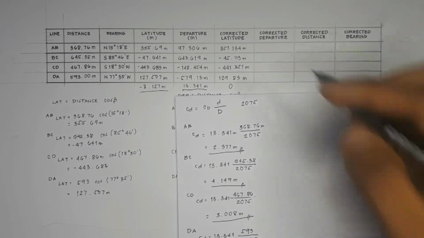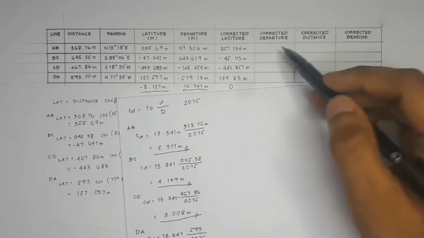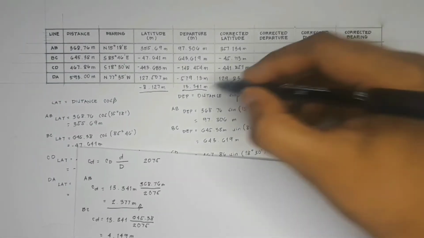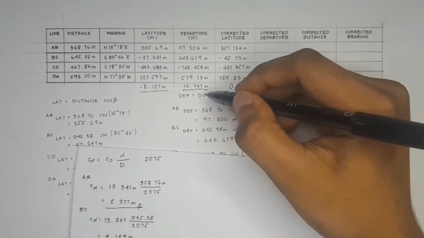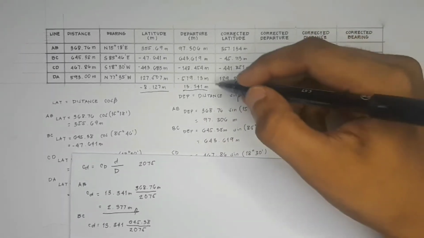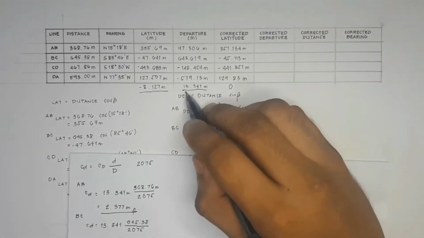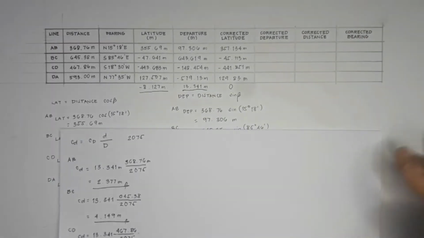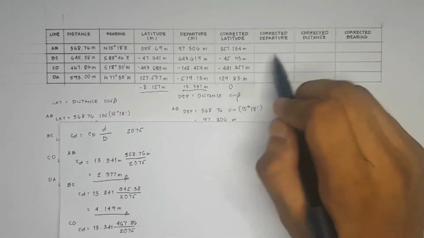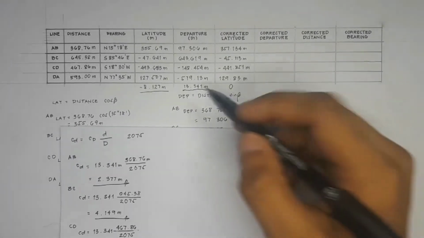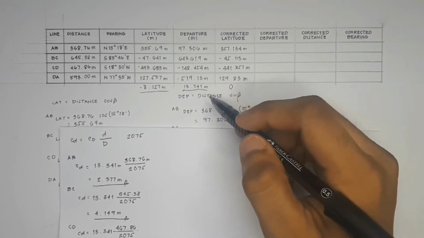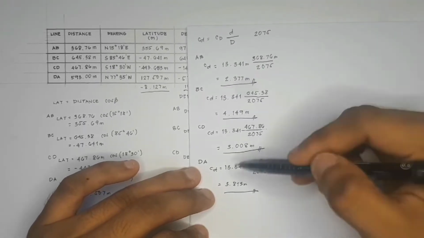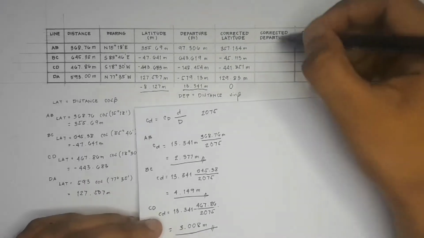Now let's compute for the corrected departure. Again, take note that the error in departure is positive. Therefore, there is an excess of 13.341 meters in our closed traverse. So in order to compute for our corrected departure, we have to subtract these corrections from the departures.